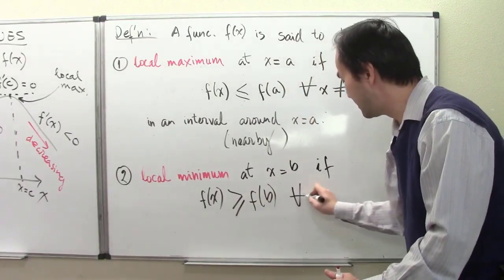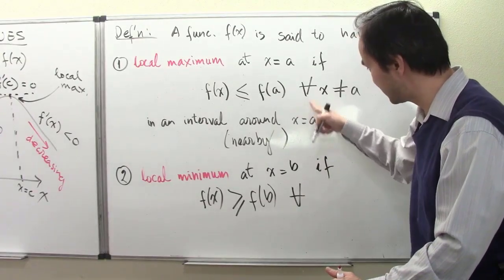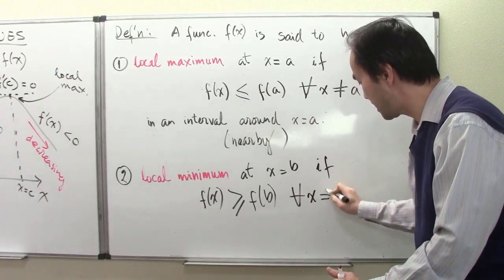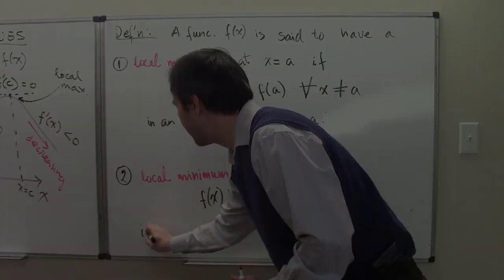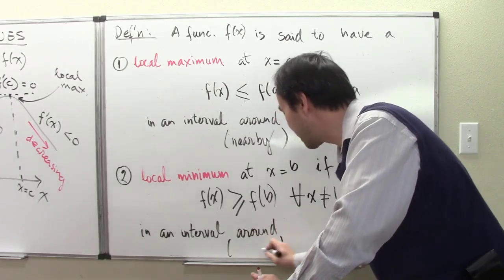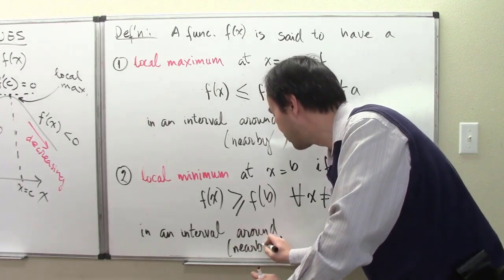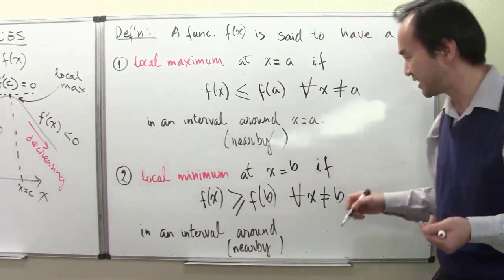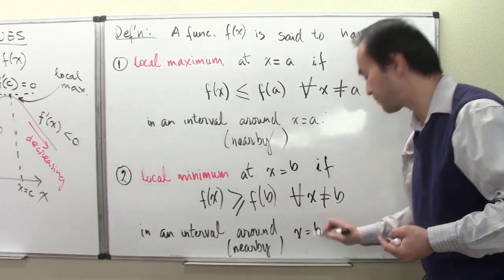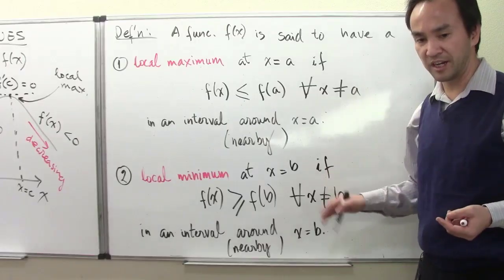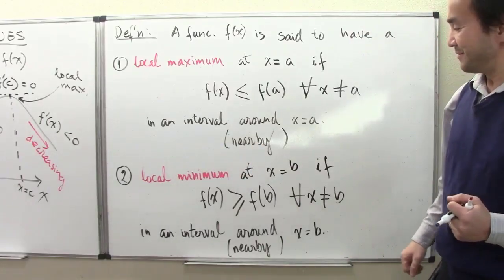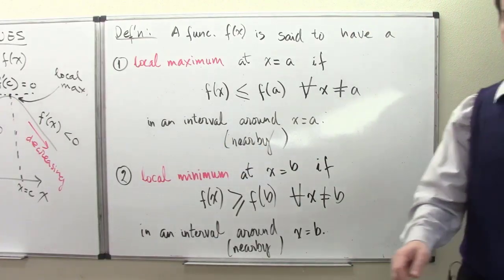See, for all. So this symbol, in case I haven't mentioned it, is the upside down letter A right here, and it means for all. So for all x values that are not b, in an interval around, but around here it really means nearby. Okay? And we will learn how to precisely detect how nearby that interval will be later on in the quarter. x equals b. Okay? So that's what it formally means by what a local maximum is and what a local minimum is. So go ahead and spend some time writing it down like that.